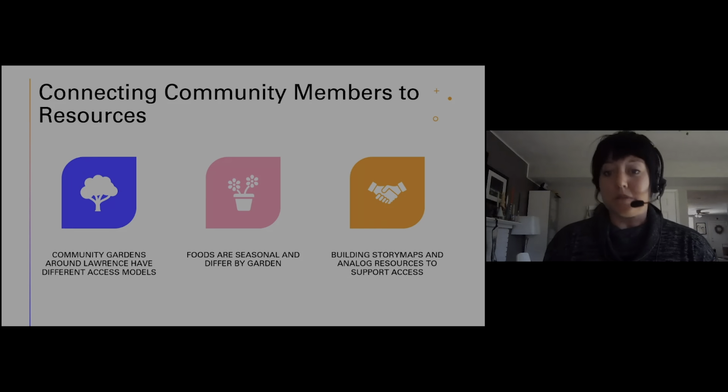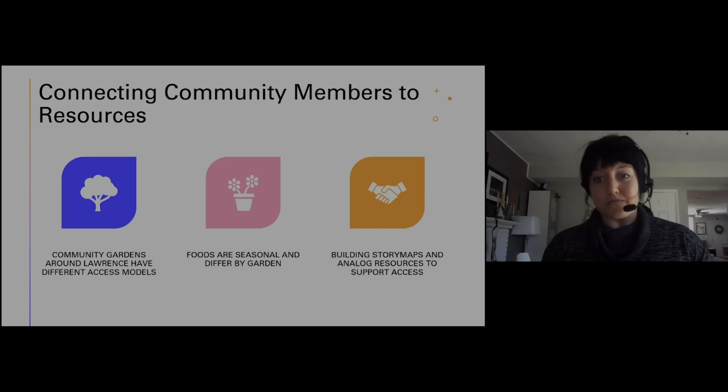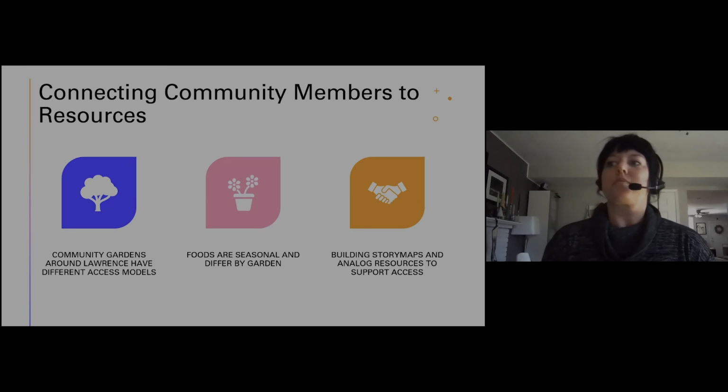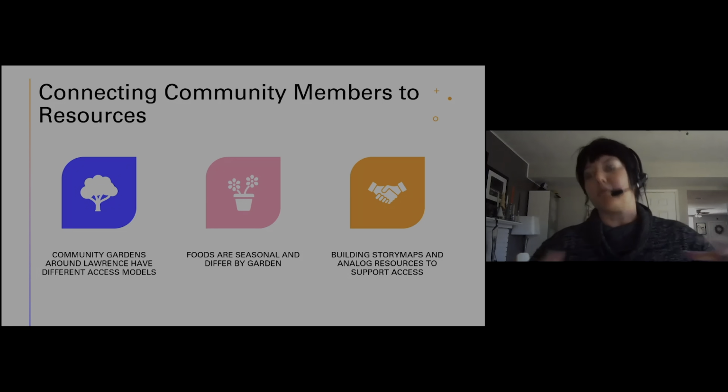Also, foods are seasonal and differ by garden. So you might have a particular set of things that you'd like to harvest for something that you want to make, but you don't necessarily know where that's being grown and when. So the story map will also be able to house information about the foodstuffs being grown in each garden and generally the seasons in which those things are ripening, so that people can access gardens when appropriate and they don't have to go to multiple gardens to find the things that they need. So that's the genesis of building this story map.